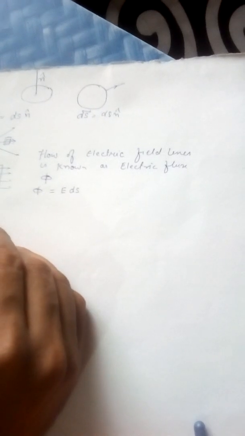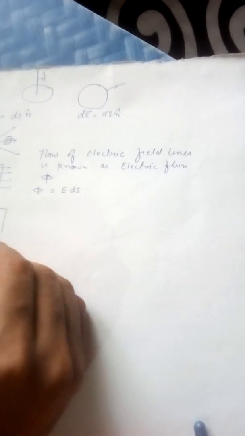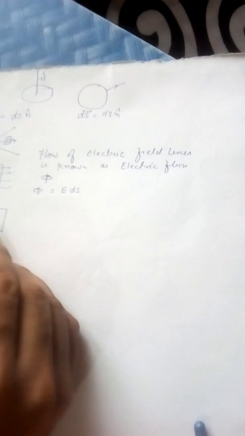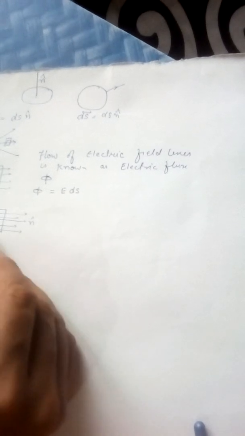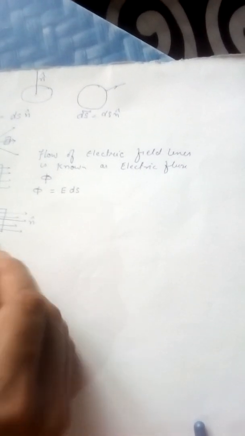Suppose here some area element is there, this is the normal, and the field lines crossing through this are 1, 2, 3, 4. Four field lines are crossing through this, normal to the area vector, normal to the surface. If 4 field lines are crossing this area element, suppose this is ds, in the direction of normal to the surface.